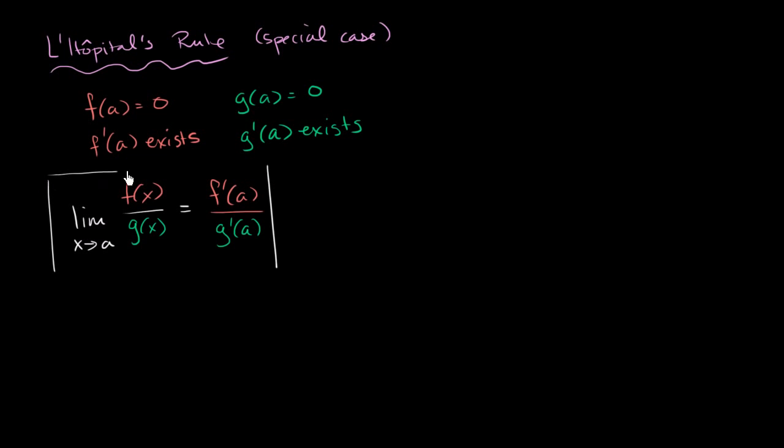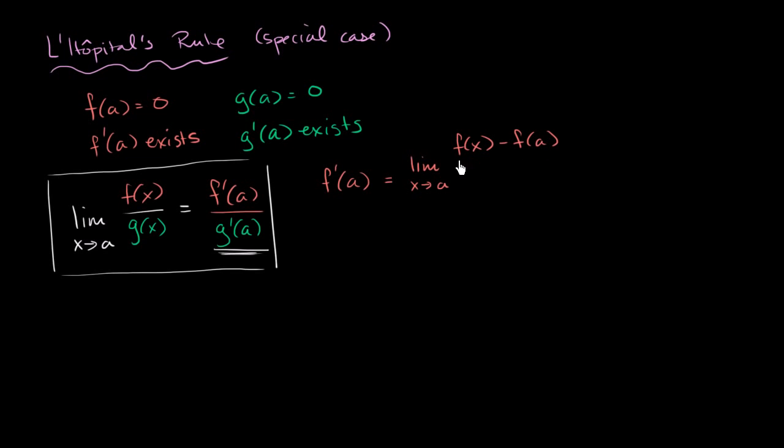Now let's actually prove it. And to prove it, we're going to start with the right hand side and then show that if we use the definition of derivatives, we get the left hand side right over here. So let me do that. So f prime of a is equal to what by the definition of derivatives? Well, we could view that as the limit as x approaches a of f of x minus f of a over x minus a. So this is literally just the slope between 2 points.